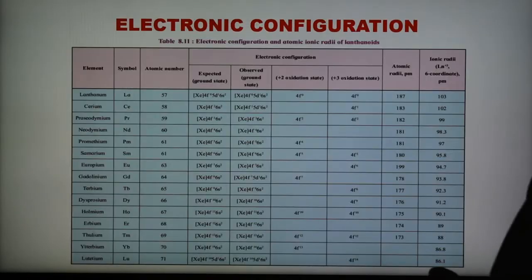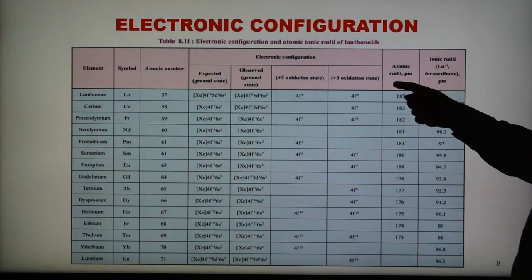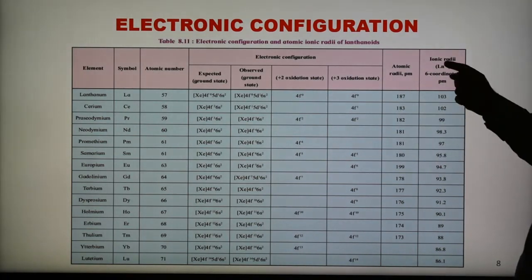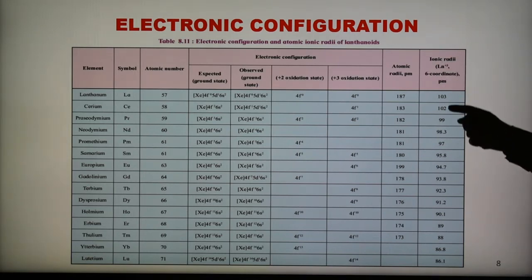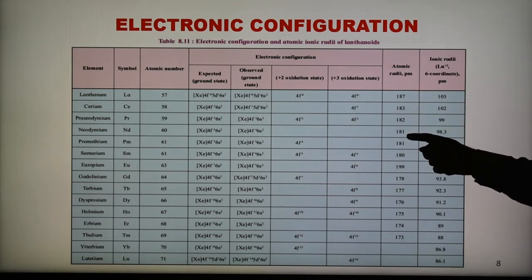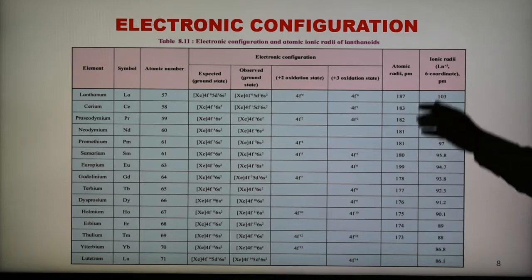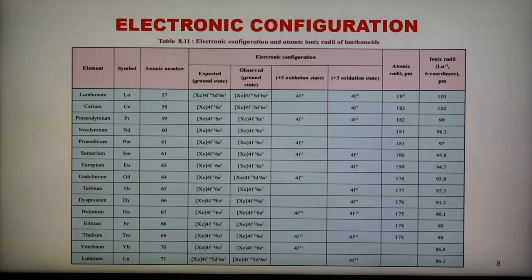This is shown here in this table, where the values are given. These are the atomic radii of the lanthanide elements in picometer, and the ionic radii of the lanthanum 3 plus ion in picometer. The value of atomic radii decreases slowly, not much: 81, 81, 80. So there is a slight decrease from lanthanum to lutetium. Ionic radii show a clear decrease as compared to atomic radii. See the decrease in the values of ionic radii for all the 14 elements.